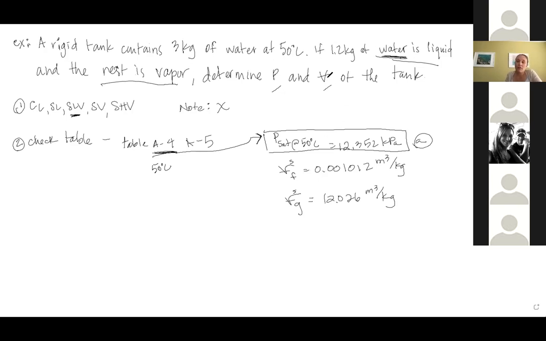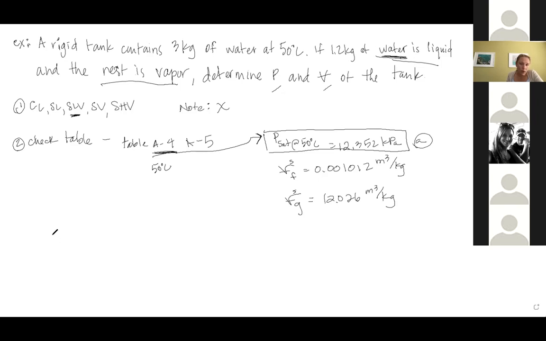And then part B, I'm looking for volume. So I'm going to need to do the same thing that I did before, where I want to have my volume equal to my mass times the change in my saturated liquid vapor specific volume. But what mass do I use? Do I use 3 kilograms or do I use 1.2 kilograms? Or do I use 1.8, which would be the difference between those? I don't really know what mass to use. So one of the things that you could do is use both of the masses.